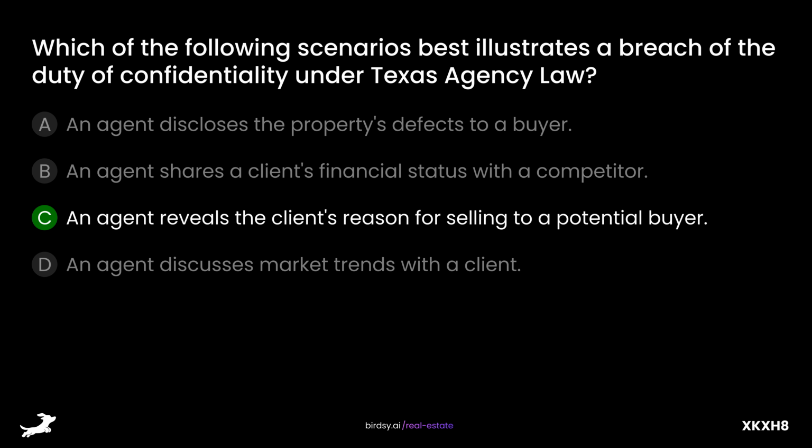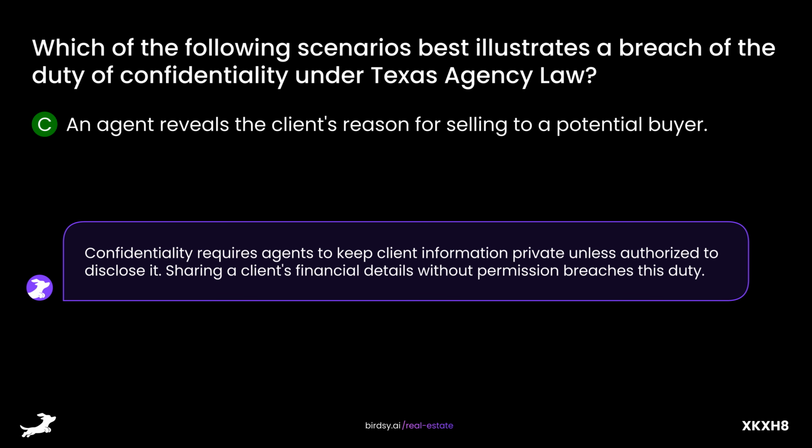The answer is C. An agent reveals the client's reason for selling to a potential buyer. Confidentiality requires agents to keep client information private unless authorized to disclose it. Sharing a client's financial details without permission breaches this duty.